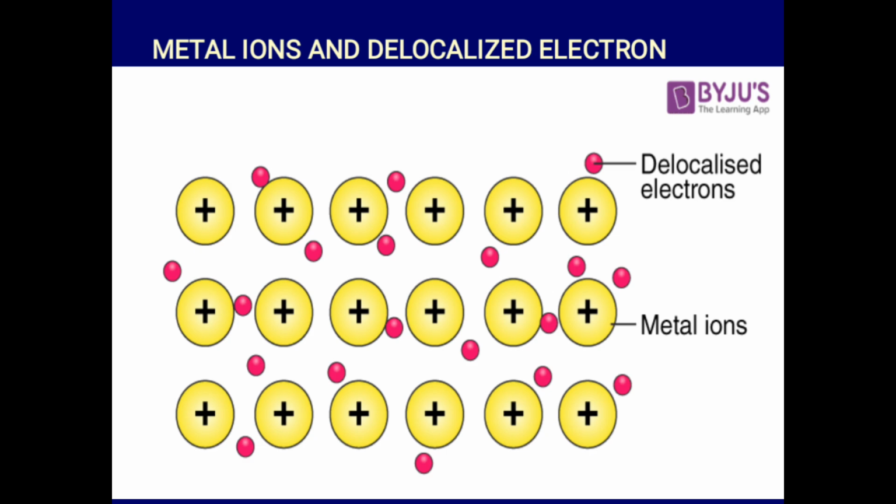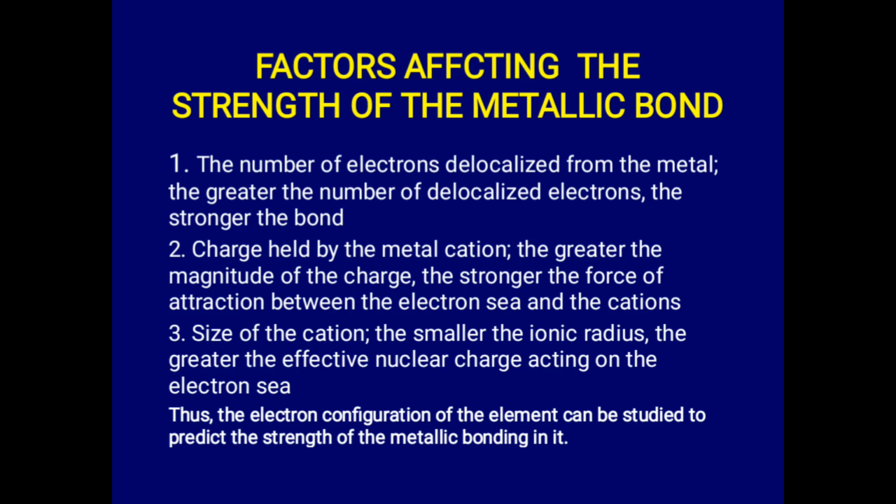Why? Because as the number of delocalized electrons increases, the nuclear force of attraction, or the electrostatic force of attraction between them, also increases. This increases the strength of the bond, and so it becomes difficult to break, because a lot of energy will be required. So the more the delocalized electrons, the stronger the bond.